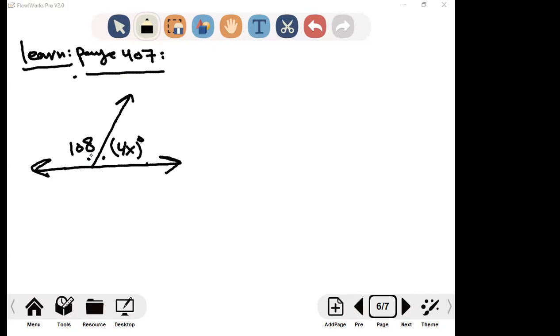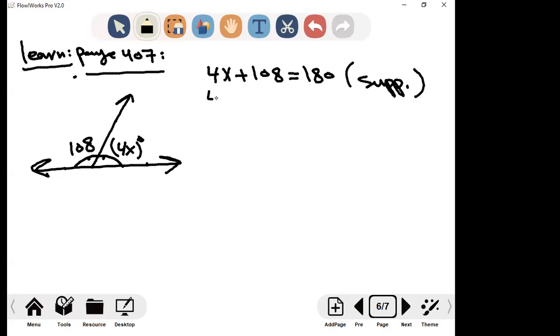Together they form a straight angle, right? So they are complementary or supplementary? Supplementary. So if you add them, the answer should be what? Yeah, so here 4x plus 108 should be equal to 180 because they are supplementary angles. Shift and divide: 4x equals 180 minus 108.